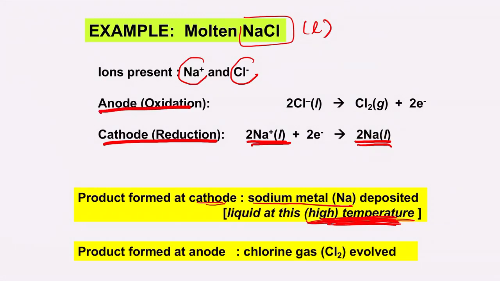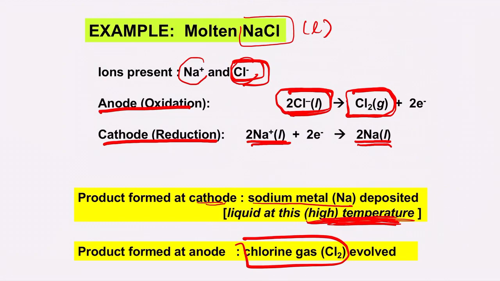Okay, while at the anode here, your anion will discharge. They lose electrons and go through oxidation to form chlorine gas. So the product formed at your anode will be chlorine gas.